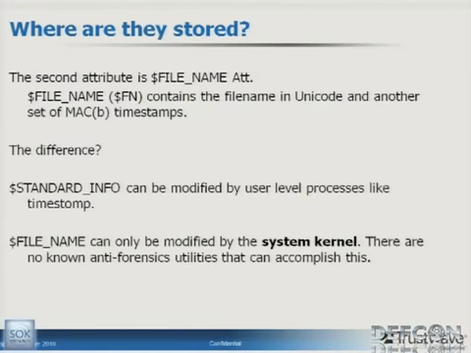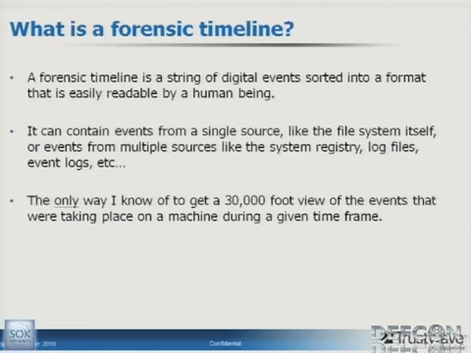The second attribute is the $filename attribute, or $FN. It contains the file name in Unicode and another set of MAC-B timestamps. So it doesn't contain nearly as much information as SI. The important thing there is that it contains a second set of MAC timestamps. So the difference: standard info can be modified by user-level processes like timestomp or any other editor, Perl scripts, things like that. $filename can only be modified by the system kernel. There are no known utilities that can accomplish this, anti-forensic or not. There's nothing out there right now, at least not that I know of. It's possible. Maybe somebody in the room knows.